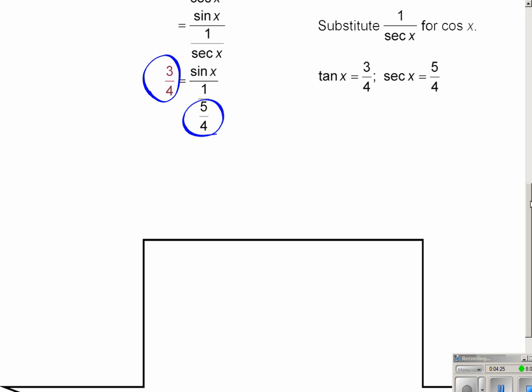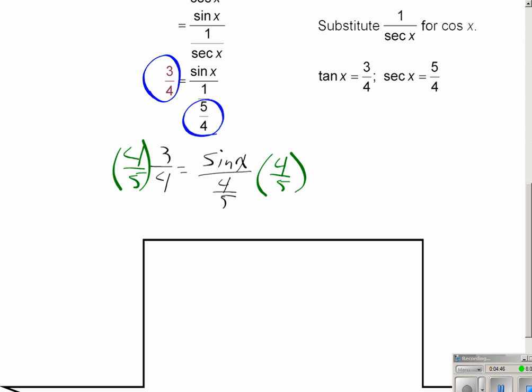So we have 3/4 equals the sine of x over 4/5. And multiplying both sides by 4/5 then, we get that the sine of x is, cancel the 4s, 3/5.